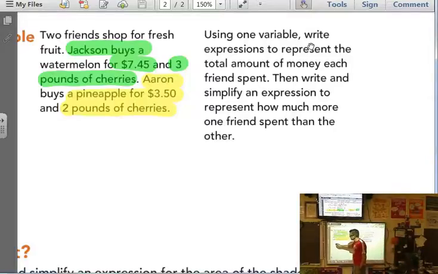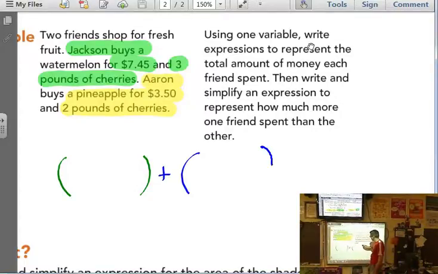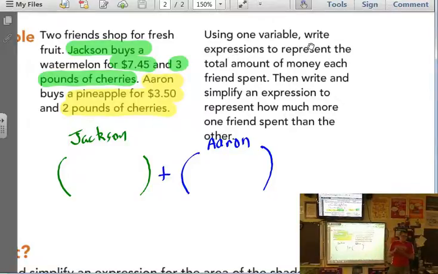Katie, are you with me? What are we trying to make? You are trying to combine everything they bought together. Oh, okay, gotcha.